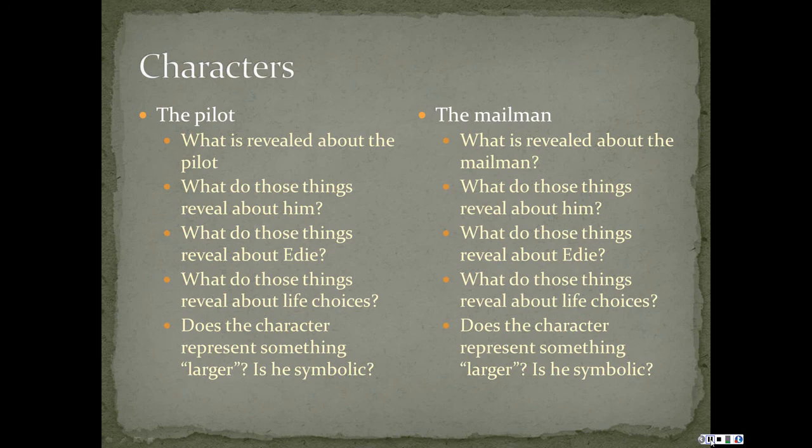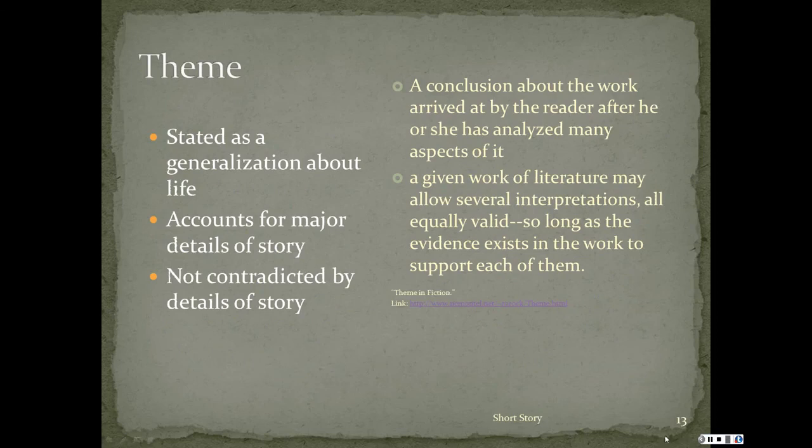And then we can look at the same things about the mailman. What is revealed about him? What do they tell us? What do those things tell us about Edie, about life choices? And we can consider whether or not the mailman represents something larger. Is he symbolic? When we take all of those considerations, we reach a conclusion about the work.